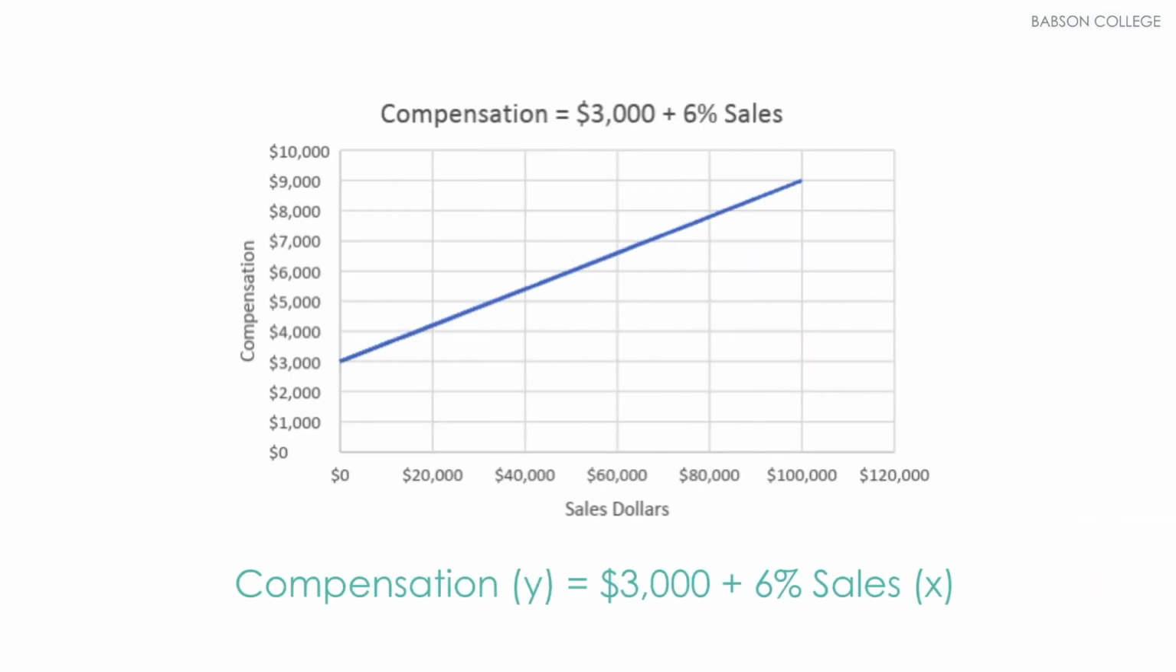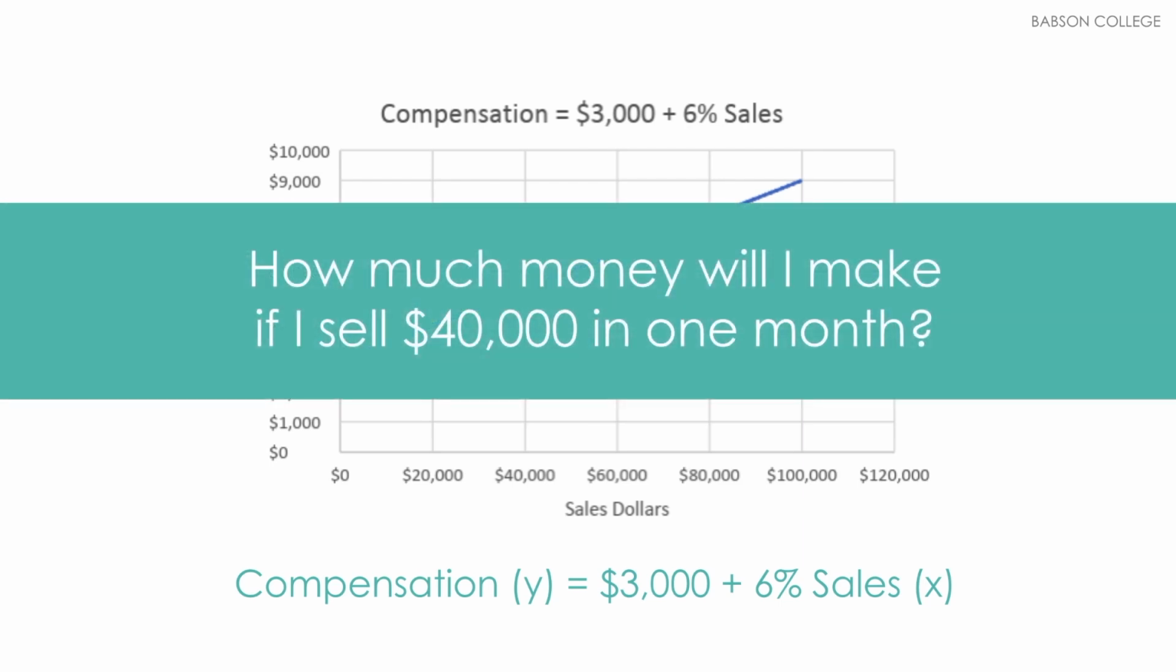Also, note that this compensation plan can get quite complicated. We will look at a simple plan at this level. Let's say, for example, that our sales team gets paid $3,000 per month, plus 6% for every dollar that they sell. That becomes a linear equation that looks like this. So the first question we might ask is, how much money will I make if I sell $40,000 in 1 month? We can use our linear equation for compensation to figure that out.